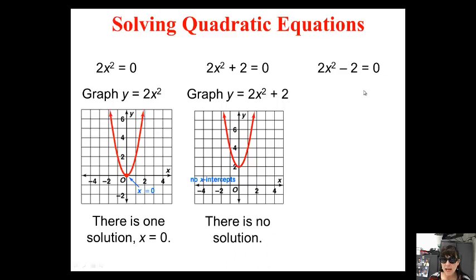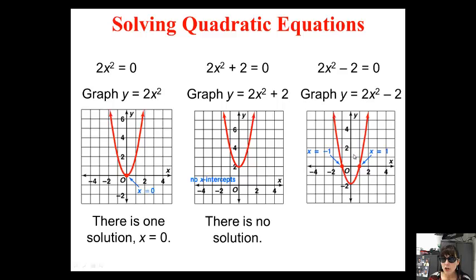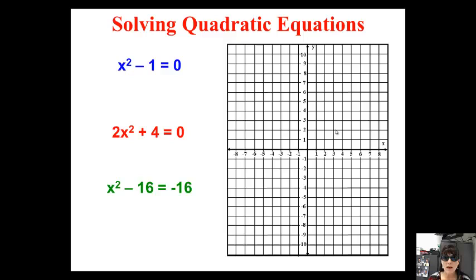And then finally, the last one, there are going to be two solutions because it intercepts with the x-axis in two places, at 1 and -1. So the number of solutions that you're going to get when you solve a quadratic equation are either 0, no solution, or 2 solutions. Let's try another problem. This would be a good time for you to pause and see if you can figure this out.